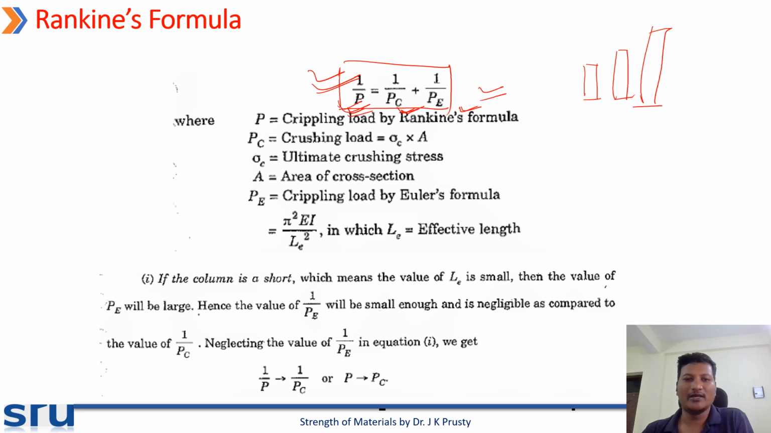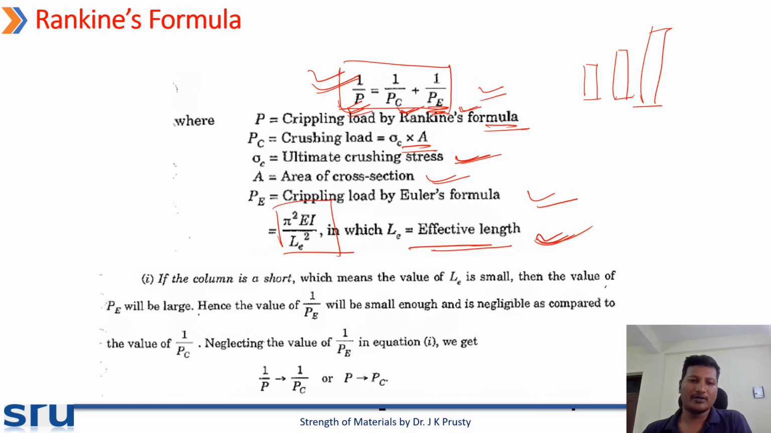So P is nothing but your crippling load by Rankine's formula. PC is your crushing load, that is sigma C into A. Sigma C is nothing but your ultimate crushing stress. A is the cross-sectional area. PE is the crippling load by Euler's formula, which is pi square EI by LE square, in which LE is the effective length. We already discussed this.